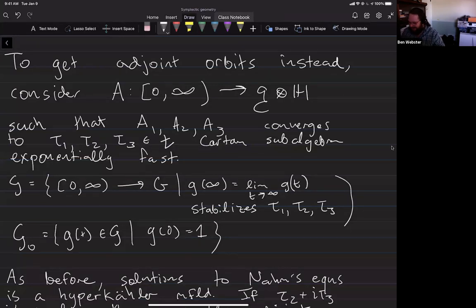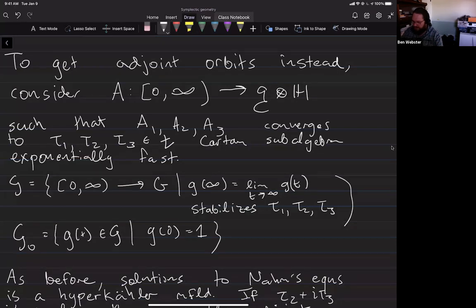I think this is a pretty interesting story, but it took me a while to absorb it. So in order to get adjoint orbits instead, which is actually quite a bit more interesting, I have to modify my picture. And instead of being on a finite interval, I'm going to be on an infinite one, starting at 0 and going off to infinity, but I need to have some boundary condition at infinity.